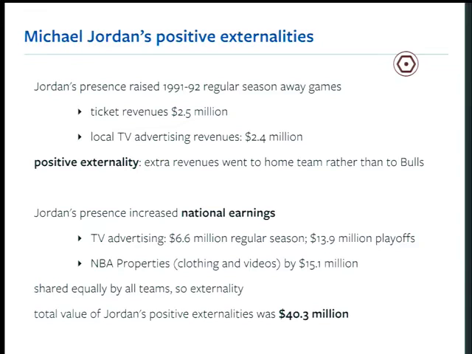These are shared by all teams. They don't accrue to the Chicago Bulls. So again, it was an external positive externality. So the total value of Michael Jordan's positive externalities is $40.3 million. Not bad for one guy, right? Again, this was 25 years ago almost, so these are 25-year-old dollars. It's a bigger number today.